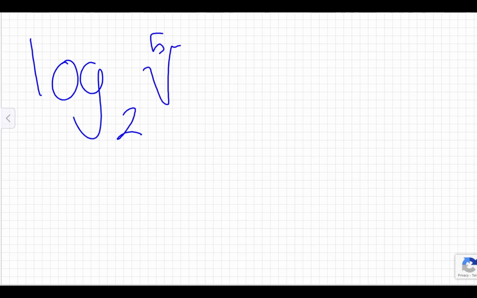Okay, we're going to try a similar problem. Let's see if you guys can get it. This is a little bit harder. I'm going to walk you through it, and hopefully you guys understand. Okay, this looks like an intimidating problem, but it isn't that intimidating, because we can just write it in exponential form.